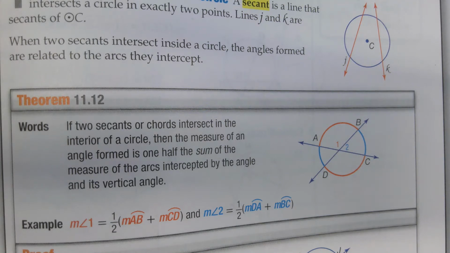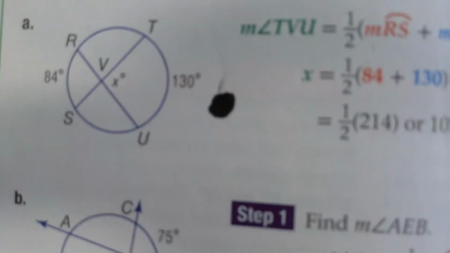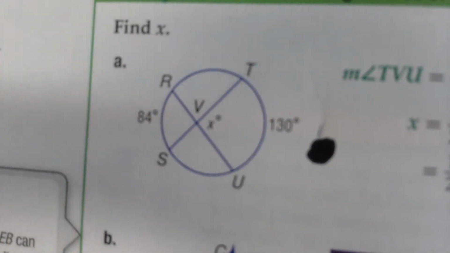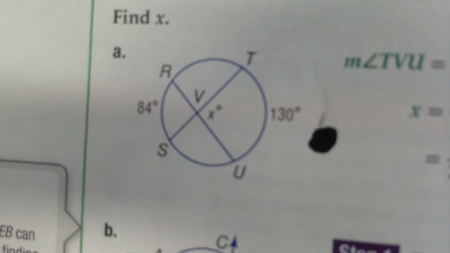So I wanted to show you an example of a problem before we go on. And I want you guys to copy this problem down here. So look at number, what is that, A? Right here. Copy down that circle. Come on. Why aren't you clearing? There we go. A little better.